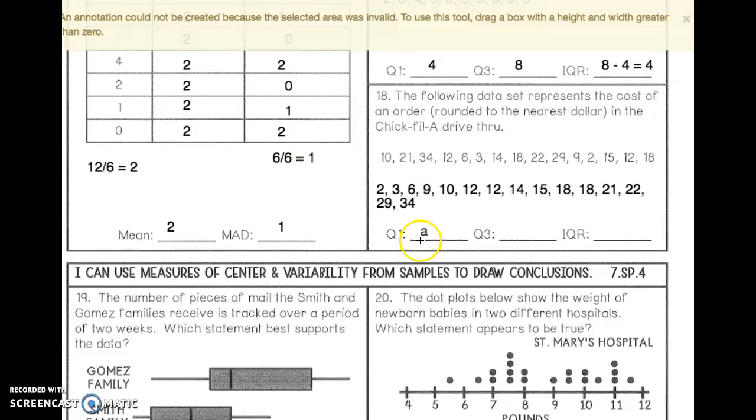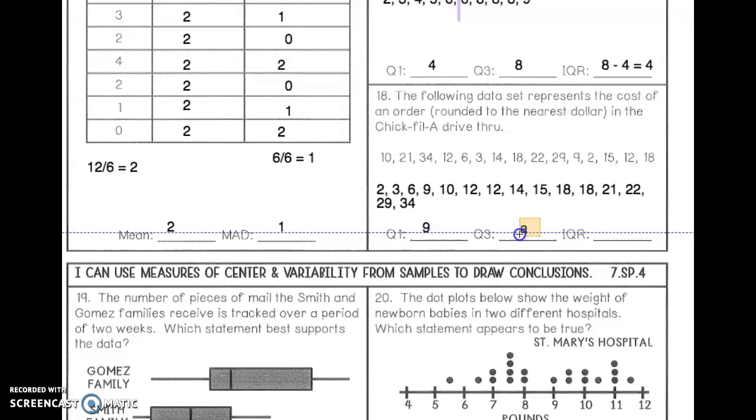All right. So Q1 will be 9, and Q3 will be 21. You subtract those, 21 minus 9. So your IQR should be 12 for number 18.